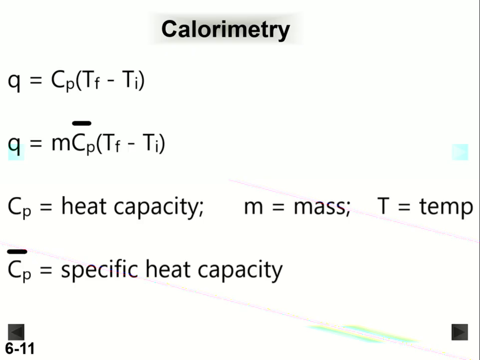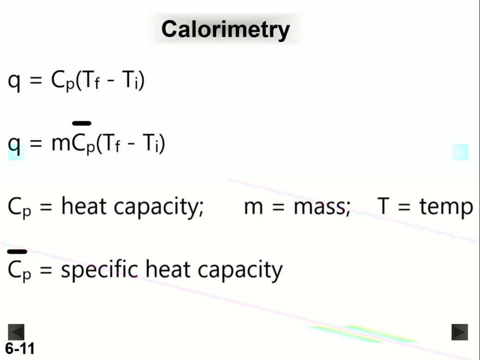Now we can break this out more completely. Q is equal to m Cp bar times delta T, where m is the mass of the substance and Cp bar is the specific heat capacity. So there's a difference. Cp and Cp bar, they're both related to heat absorption. But Cp is a generalized heat capacity. You won't see those tabulated anywhere because they depend on how much of a substance you're looking at. Cp bar is the specific heat capacity. So that's the intensive property. That's the one you'll see tabulated.